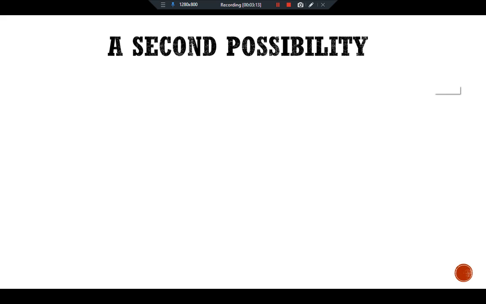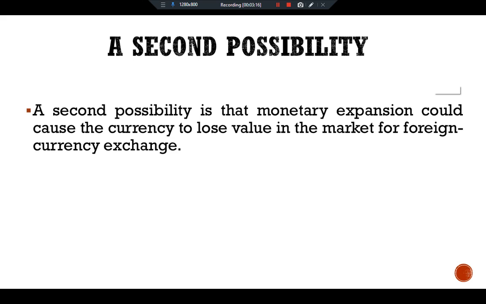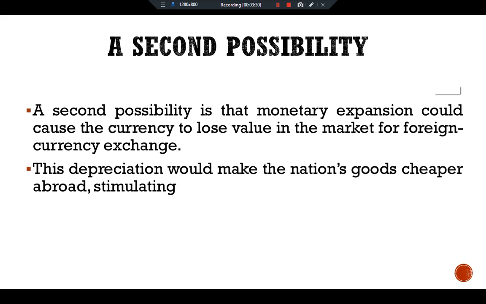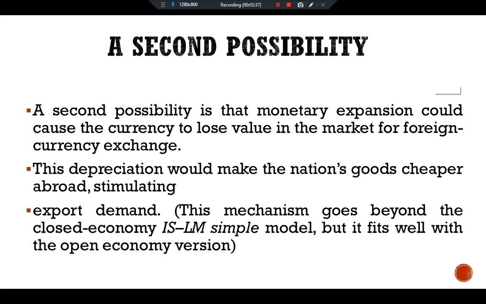A second possibility is that monetary expansion could cause the currency to lose value in the market for foreign currency exchange. This depreciation would make the nation's goods cheaper abroad, stimulating export demand. This mechanism goes beyond the simple closed economy IS-LM model, but it fits well with the open economy version.